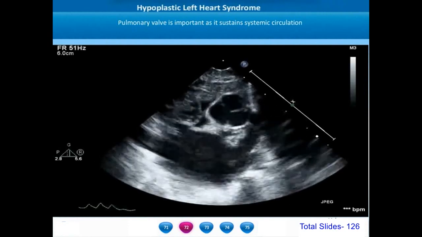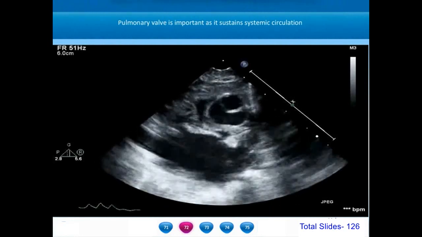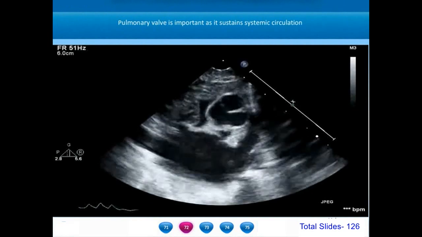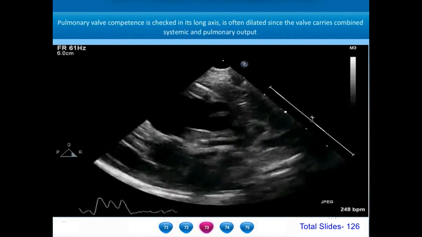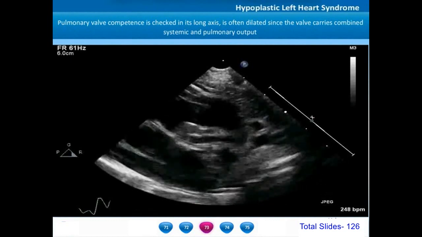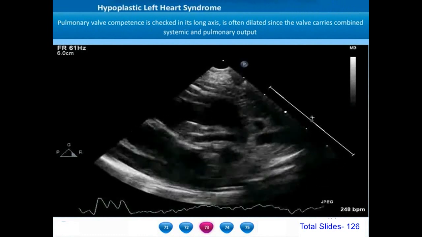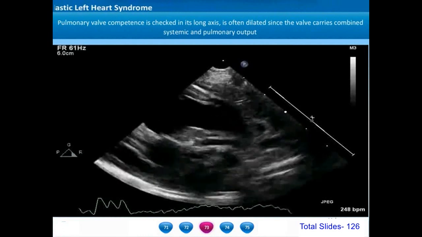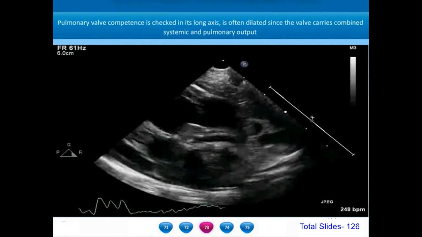The pulmonary valve is very important because it sustains the systemic circulation. In this short axis view, we can see the trileaflet pulmonary valve, which is morphologically normal. It is important to check the competence of the pulmonary valve in the long axis view with color Doppler signals, because the pulmonary valve carries both the systemic and the pulmonary output.